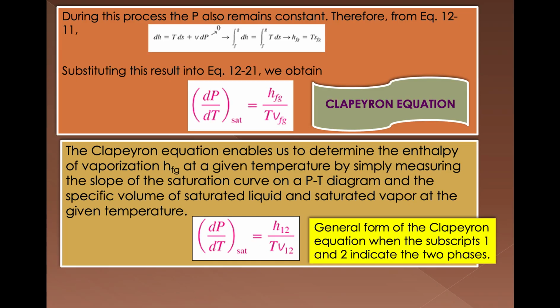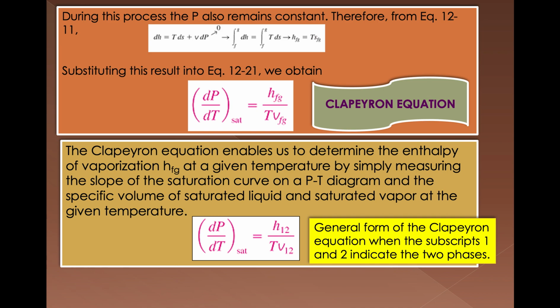During this process, the pressure also remains constant. Therefore, from the equations, we can rearrange into dH equals TdS plus vdP, whereby P remains constant. So we can remove the second term and only have TdS, which can also be defined as hfg equals T sfg. Substituting this result into the equation, we obtain dP/dT equals hfg per T vfg, which is known as the Clapeyron equation, whereby the pressure has to be constant.